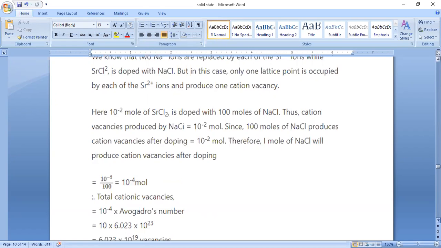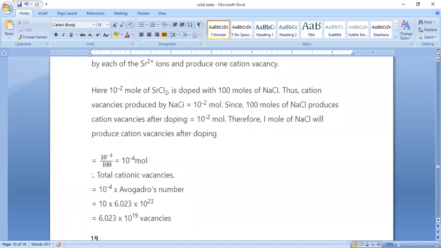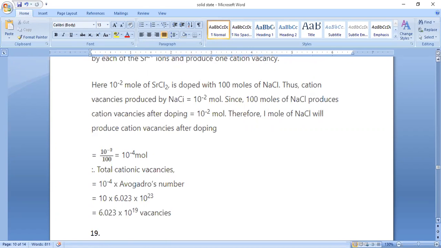So the total cationic vacancy equals 10 power minus 4 into Avogadro number. The value of Avogadro number is 6.023 into 10 power 23. So we are getting 6.023 into 10 power 19 vacancies created.